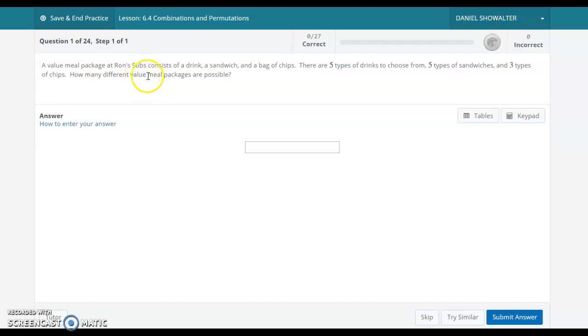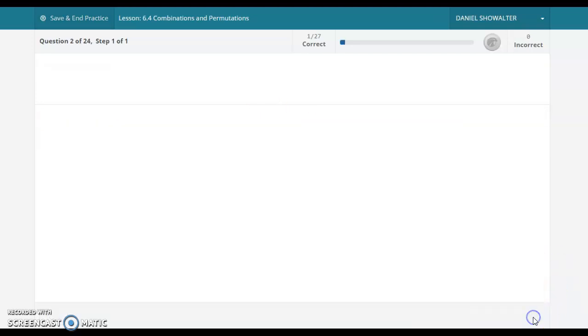So the first one here, we have a value meal package that will take a choice of 1 out of 5 drinks, 1 out of 5 sandwiches, and 1 out of 3 chips. The important part to realize here is that whatever you choose for your drink doesn't impact how many choices you have for your sandwich, which doesn't impact your choice for chips. So we can just multiply, since they're independent, 5 times 5 times 3, and that would give us 75. Submit that. Move on to the next one.